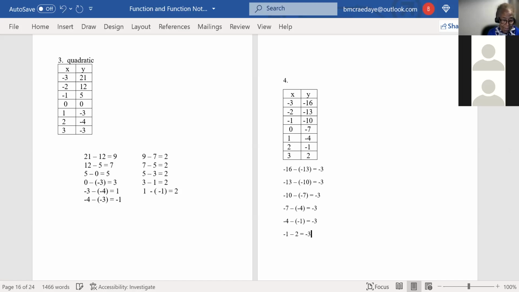Minus 3. That's it. Now, your first differences are all the same. So that makes this what kind of a function? Linear. That's it. Very good.